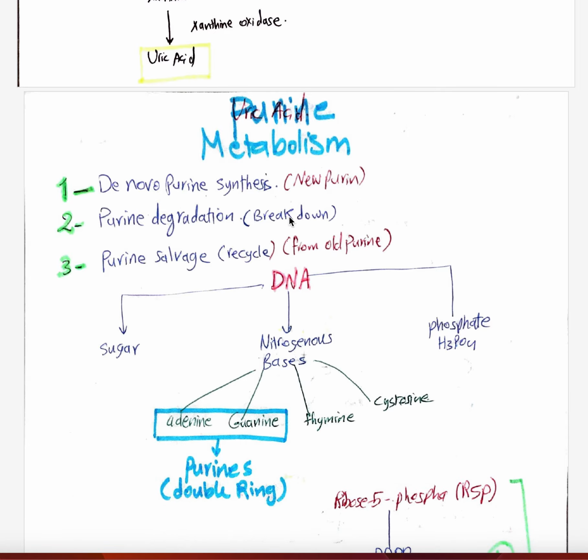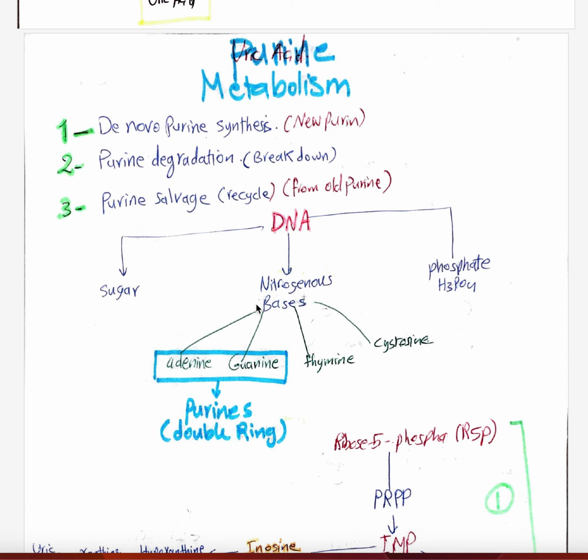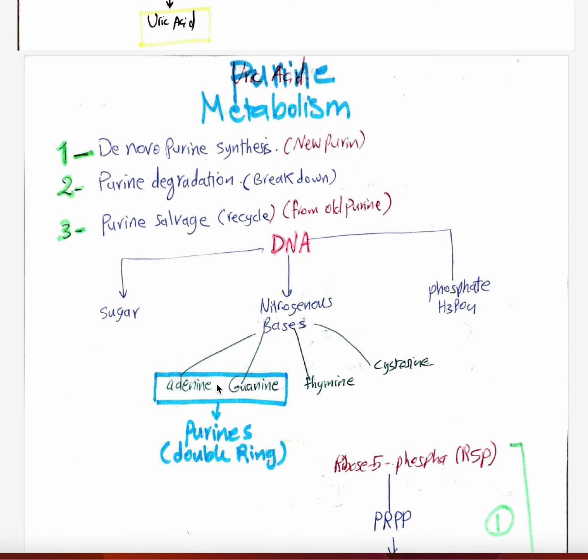So the purine, we know the DNA, and the DNA is composed of the sugar part, nitrogen bases, and the phosphate group. So focus on the nitrogen bases. The nitrogen bases are composed of adenine, guanine, thymine, and cytosine. So adenine and guanine are called purines. So we now know what purines are: adenine and guanine, which are part of the nitrogen bases, and the nitrogen bases are part of the DNA, which is composed of the sugar, nitrogen bases, and phosphate.